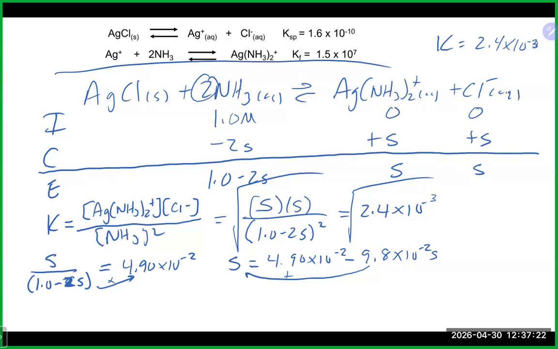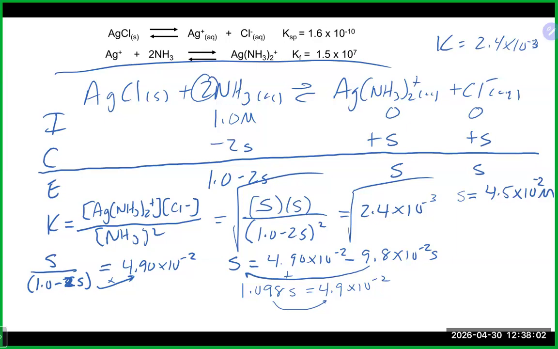And if I do that, we're going to do that plus a 1 here. That's going to get me, looks like, 1.098 S is equal to 4.9 times 10 to the minus 2. Obviously, at this point, we're going to divide that to that side. And that's going to go 4.9 to the minus 2 divided by that answer. Going to get us a molar solubility here of 4.5 times 10 to the minus 2 molar, right?